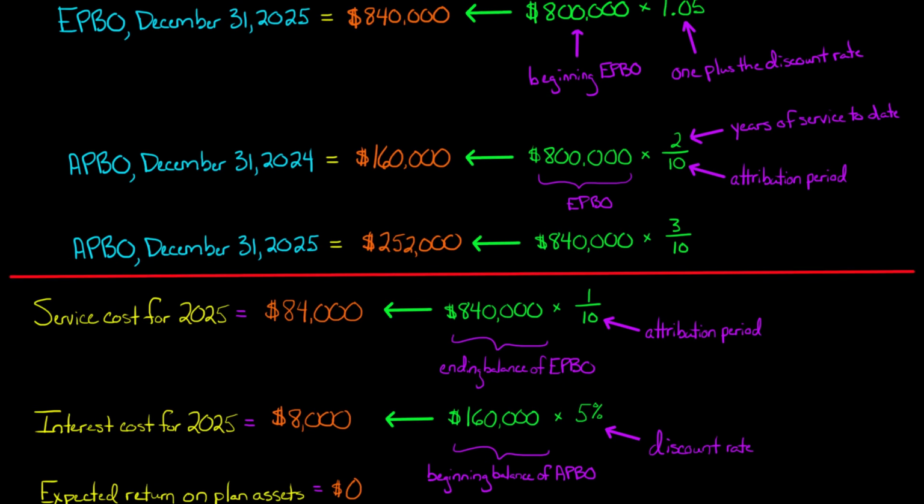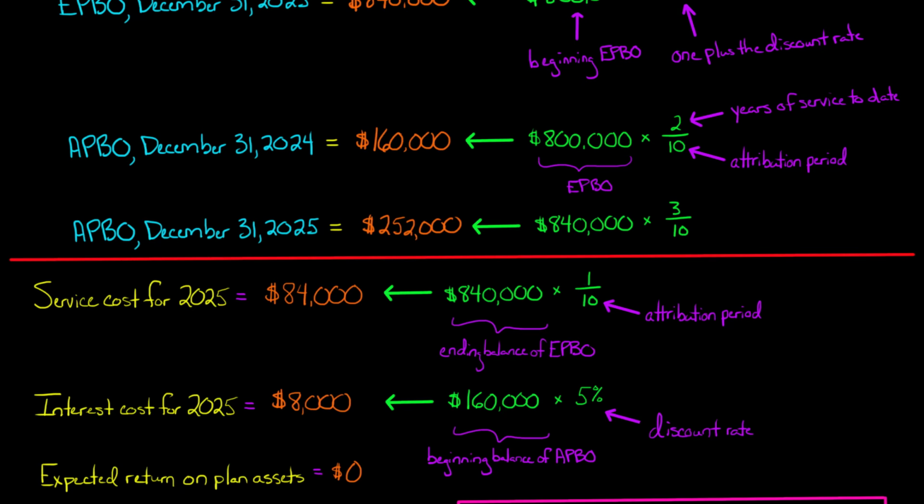Now, the interest cost, and this is where things get a little bit different. When we did the service cost, we used the ending balance of the EPBO. Now, to calculate interest cost, we're not going to use the ending balance of the EPBO. Instead, we're going to use the beginning balance of the APBO. So again, just to clarify, for service cost we use the ending balance of the EPBO, but for the interest cost, it's the beginning balance of the APBO, not the EPBO. This is what confuses students, so hang in there.